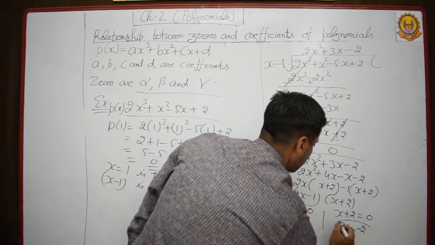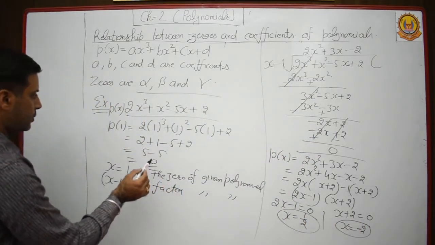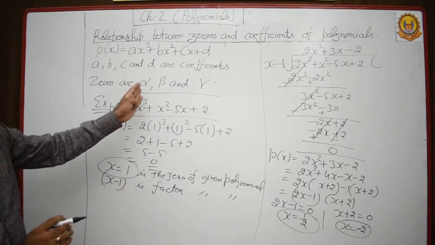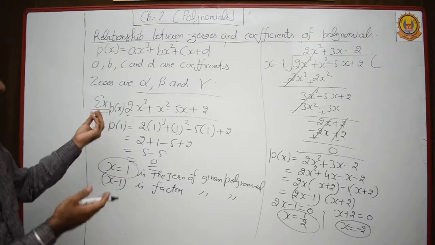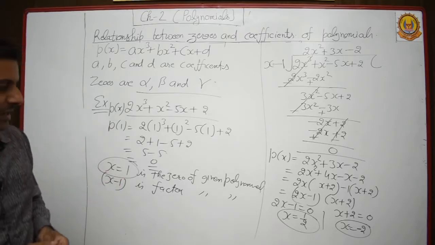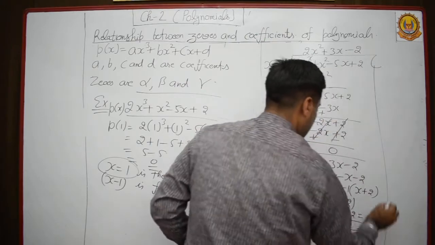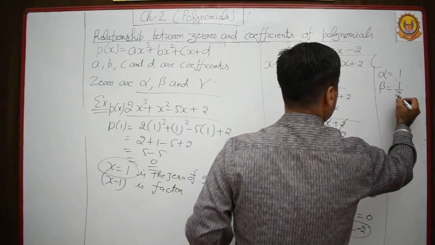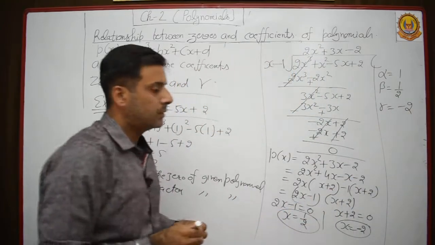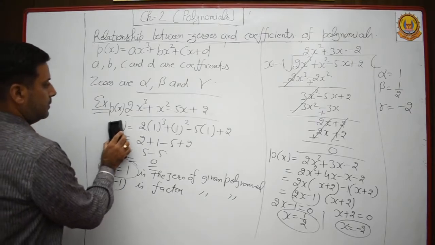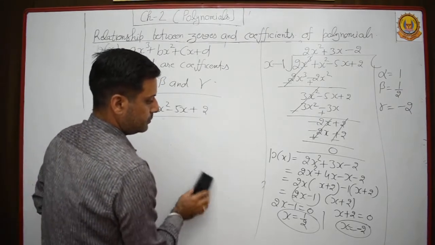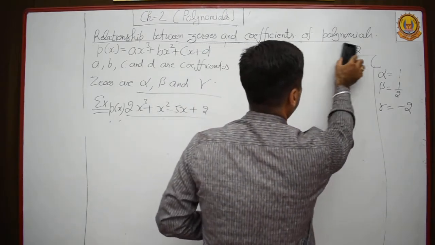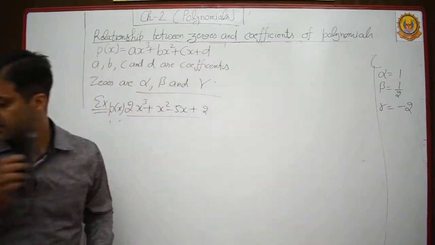So look here, we have got the 3 zeros of the given polynomial. These are the zeros of the given polynomial. So now these are alpha, beta and gamma. Now we can verify the relationship between the zeros and coefficients. So I am taking alpha equal to 1, beta equal to 1 by 2 and gamma equal to minus 2. Now I am erasing this method, because I have to verify the relationship between the zeros and the coefficients. Clear?